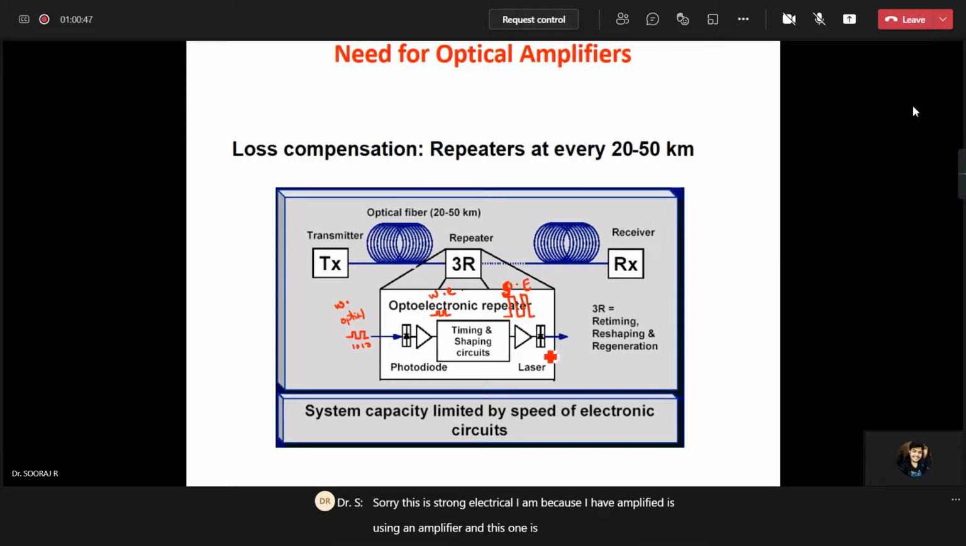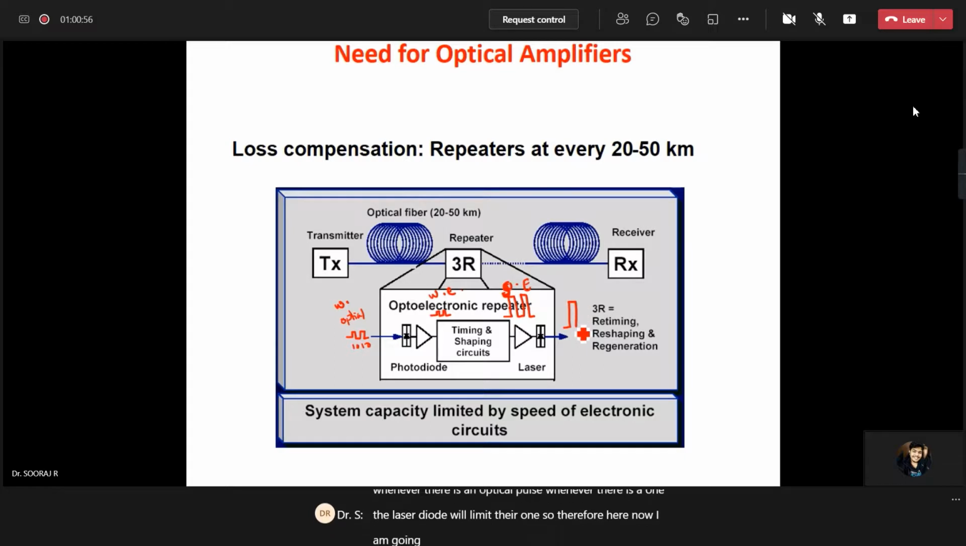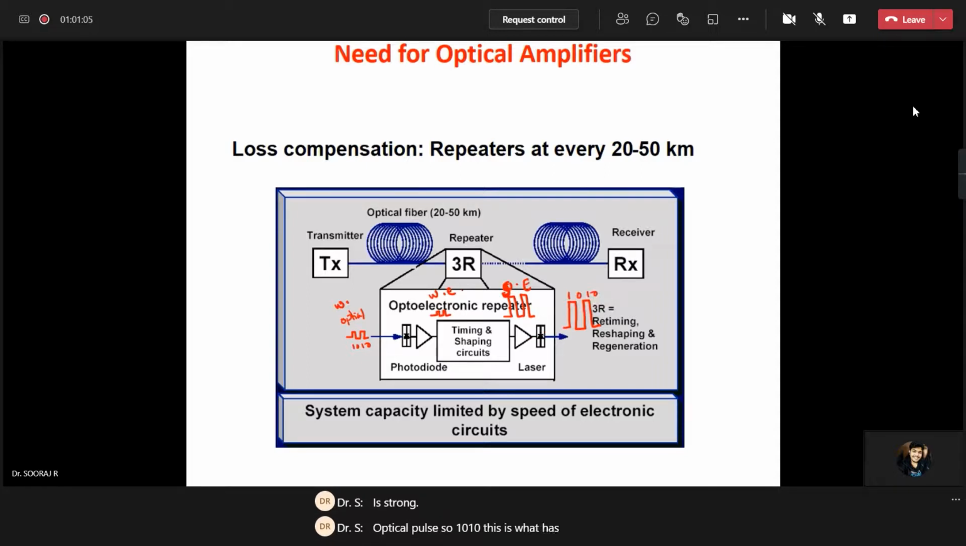This one is fed to a laser. That means whenever there is a 1, the laser diode will emit a 1. So therefore here I am going to get a strong optical pulse, 1 0 1 0. This is what has been done conventionally.